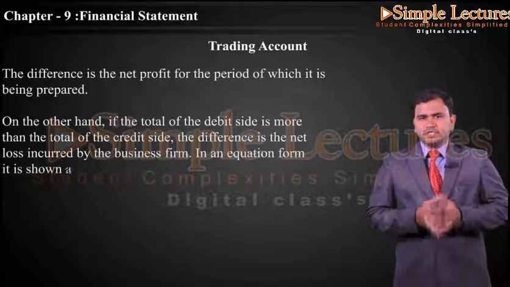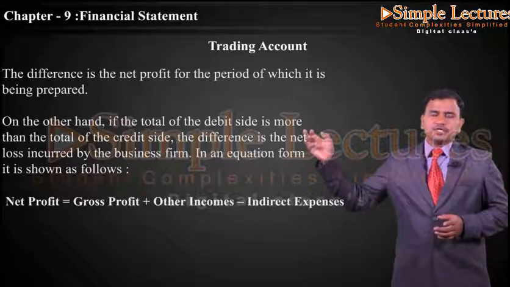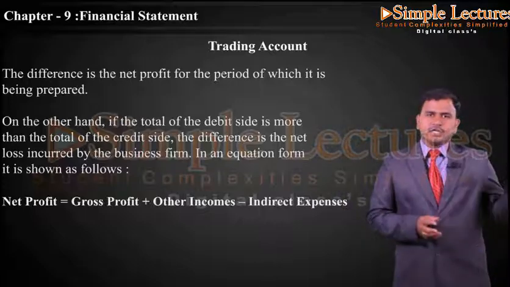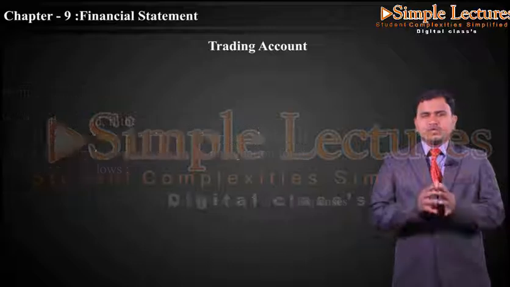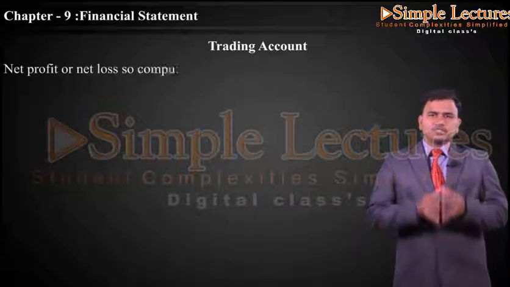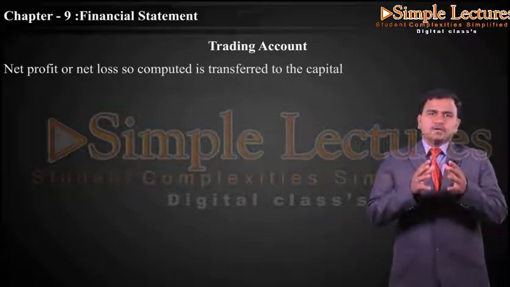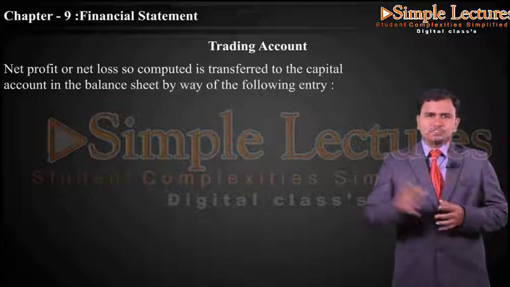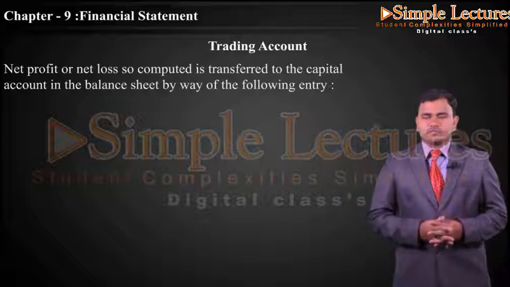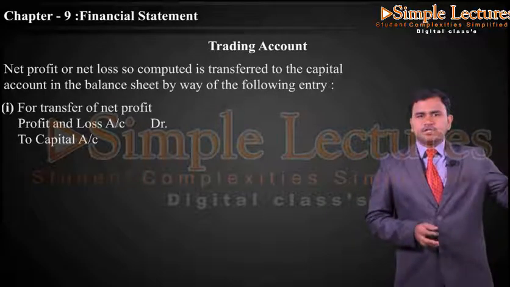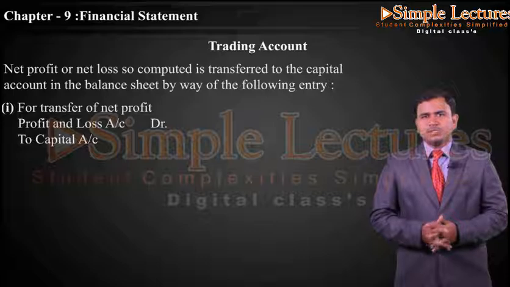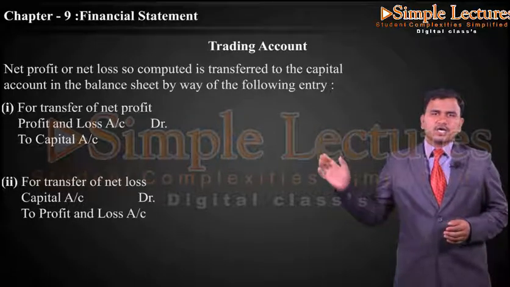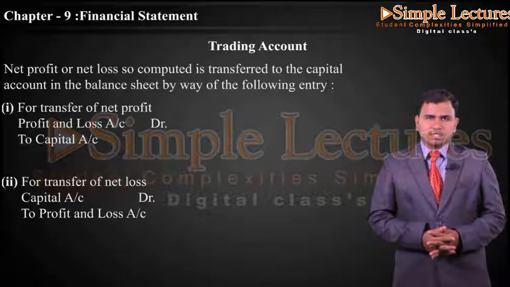In an equation, it is shown as net profit is equal to gross profit plus other incomes minus indirect expenses, where the net profit or net loss so computed is transferred to the capital account in the balance sheet by way of the following entries. For transferring the net profit, the entry will be profit and loss account debtor to capital account, and for transferring the net loss, capital account debtor to profit and loss account.